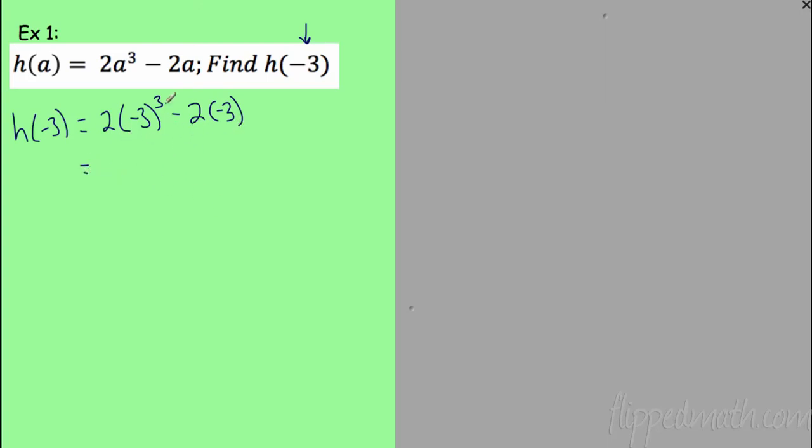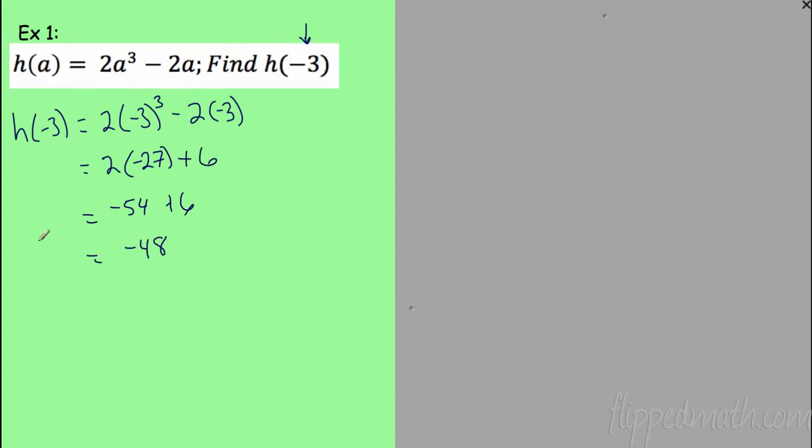Now we just have to evaluate this. Negative 3 to the third power, negative 3 times negative 3 times negative 3 is a negative 27. Negative 2 times negative 3, well, that's a positive 6. 2 times negative 27 is negative 54 plus 6, which is negative 48.